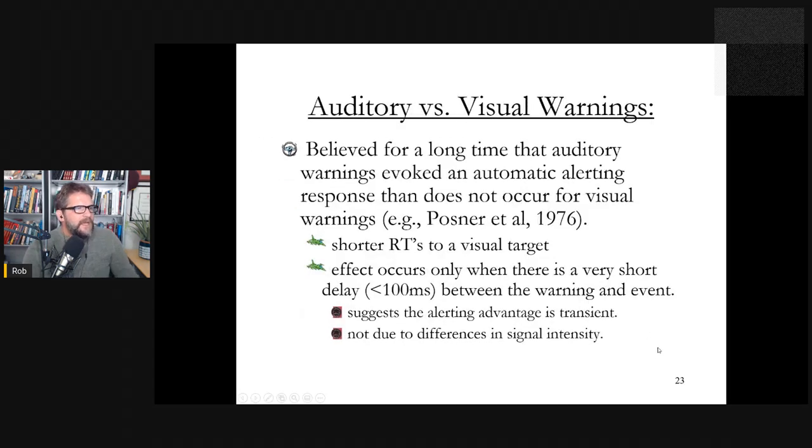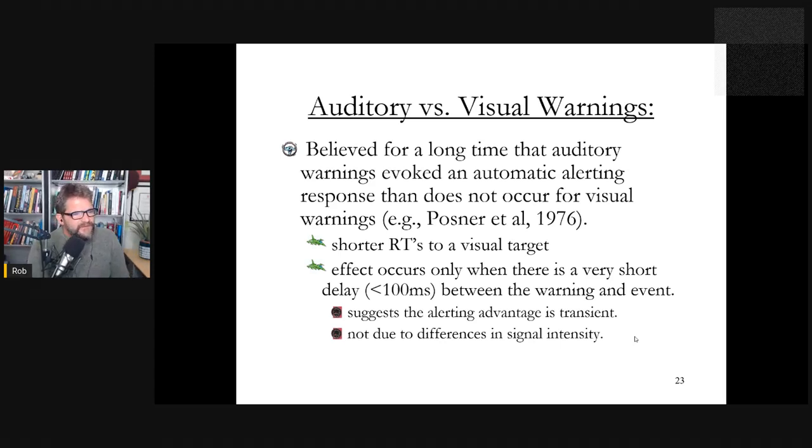Okay. So let's look at some other issues in modality. For a long time, people thought auditory warnings would be good because they seem to evoke this automatic alerting response. When people hear a loud sound, they know it means danger. And so maybe we could use that instead of a visual warning because of this built-in response. This has turned out to be more challenging than that, not as simple, for a few reasons.